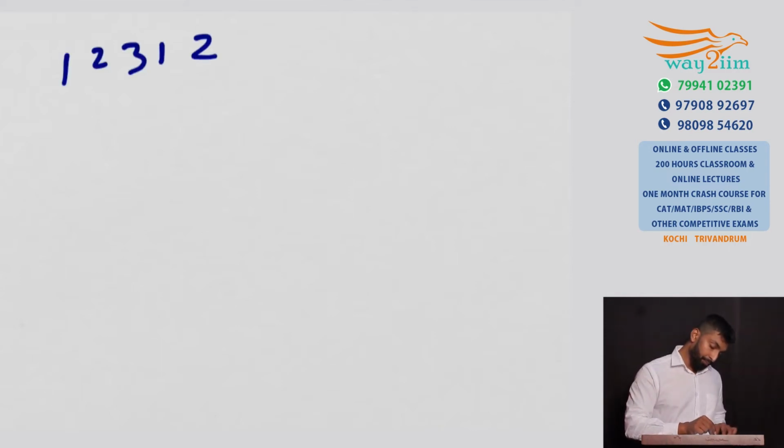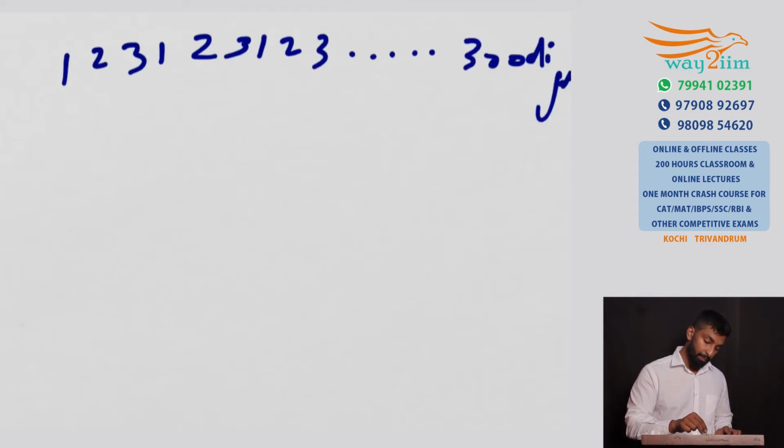Now let's discuss the Chinese remainder theorem. So that means you are going to factorize the denominator to get the answer. Let's take a number for that: 1 2 3 1 2 3 1 2 3, etc., up to 300 digits. So it's a bigger number.